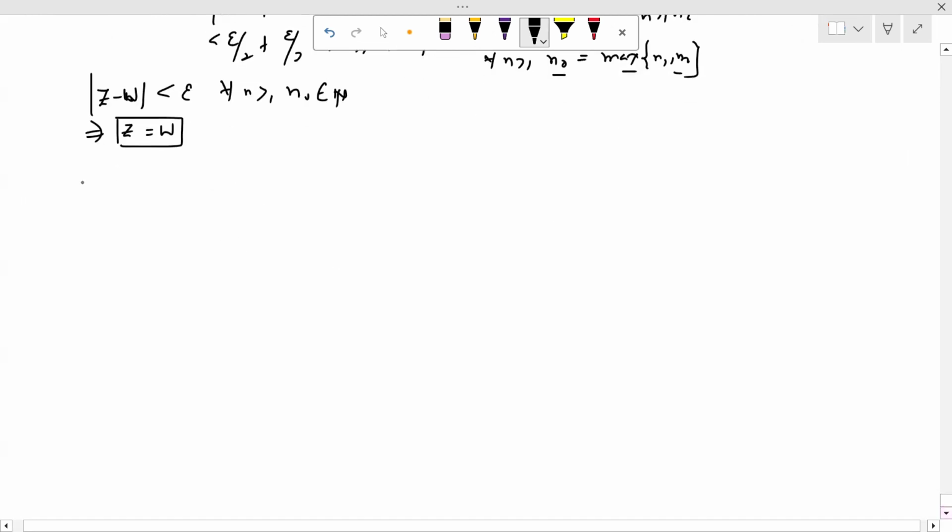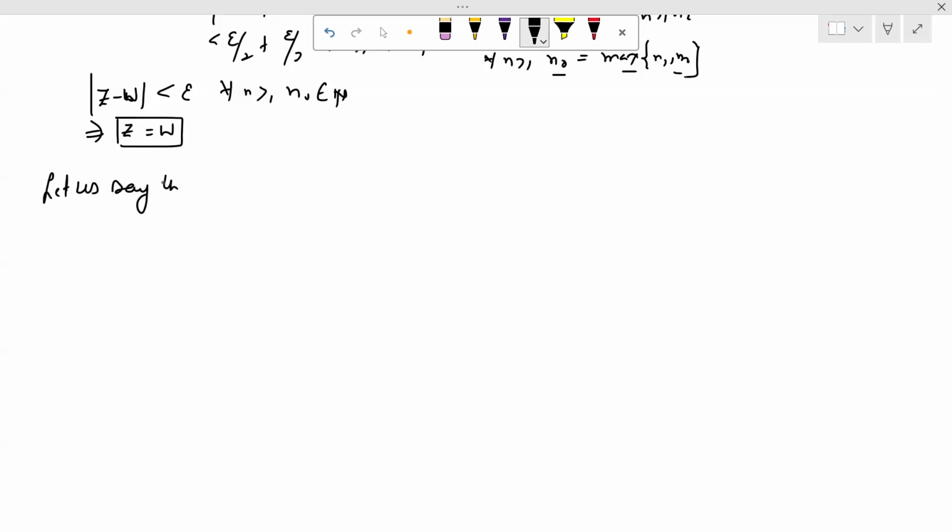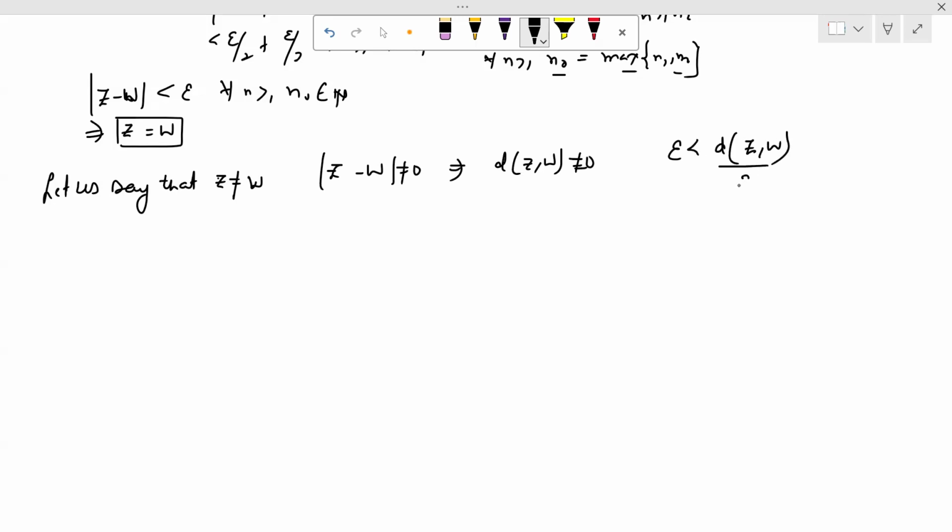Another geometric way of seeing this particular thing is, let us say that Z is not equal to W. Now, if Z is not equal to W, then |Z minus W| will not be equal to 0, which certainly means that the distance between Z and W will be non-zero. And I will select an epsilon in a certain way. So I'll select epsilon to be the distance of Z comma W divided by 2.